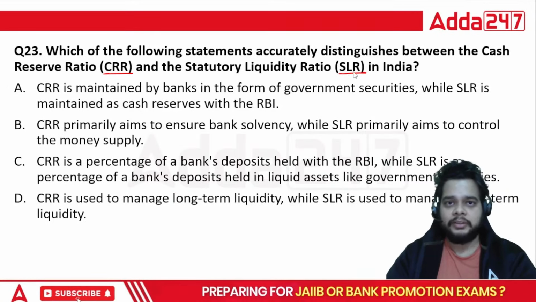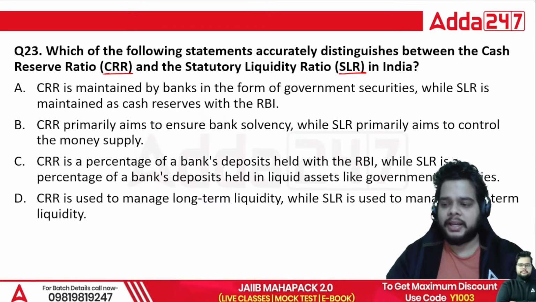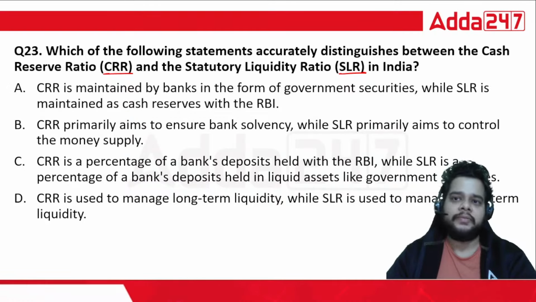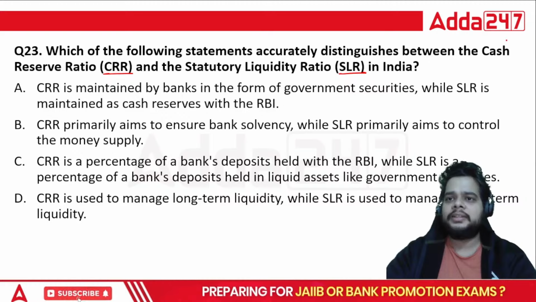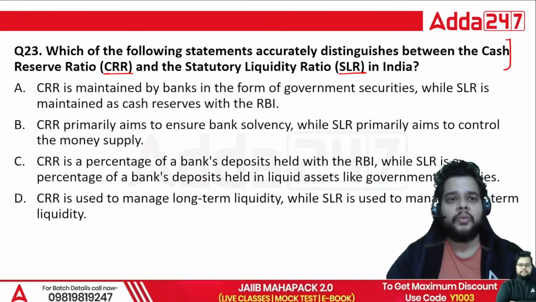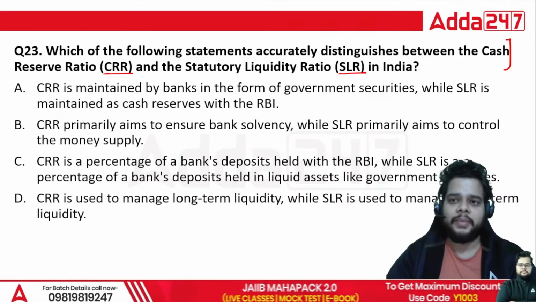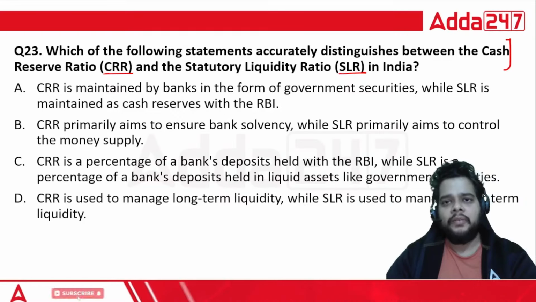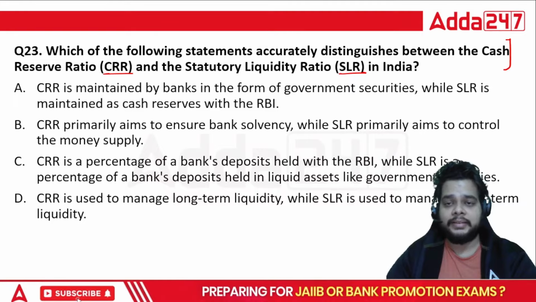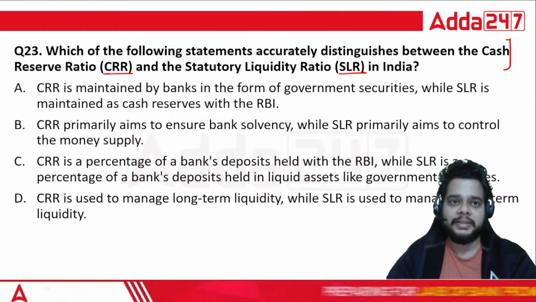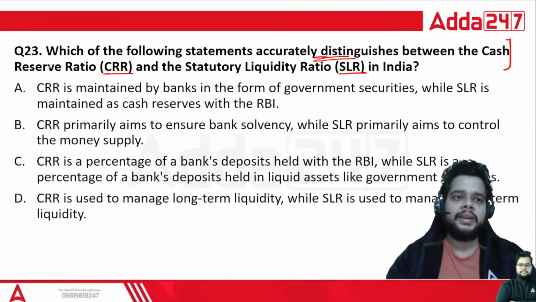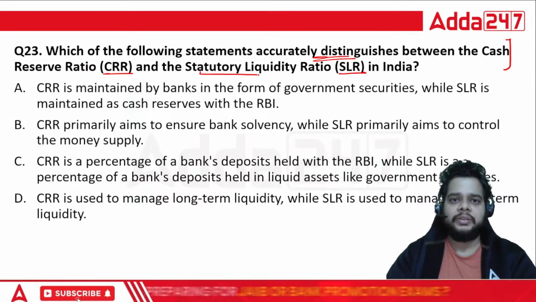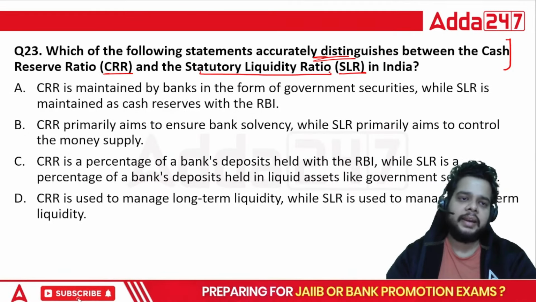In the last class also, we have seen one question based on CRR SLR. Why are we having another question? Because it is a very important topic. Every year, one question is asked from here. Normally, students feel that questions will be asked from repo and reverse repo. But IIBF is very consistent in asking questions from reserves. So, which of the following statements accurately distinguishes between cash reserve ratio and statutory liquidity ratio, that is SLR, in our country?